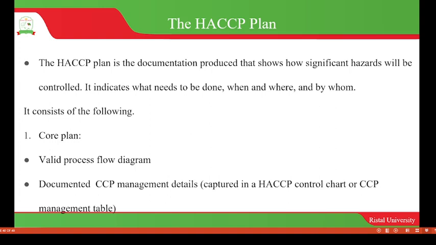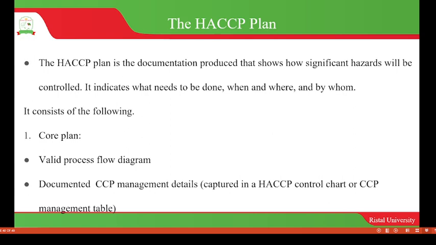The hazard analysis and critical control point plan is the documentation that shows how significant hazards will be controlled. Remember, we said during hazard analysis, you are collecting information about the hazards, then you are evaluating this information, then after evaluating it, you are going to understand the conditions which lead to these hazards, and then lastly, you decide which hazard is significant to food safety, so that it will help you to decide which ones you are going to control or address in the hazard analysis and critical control point plan.